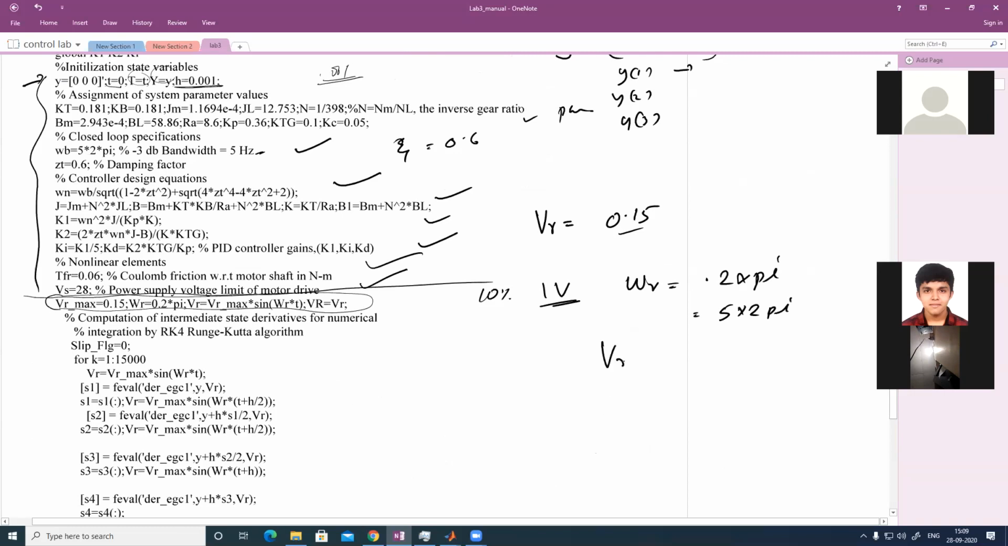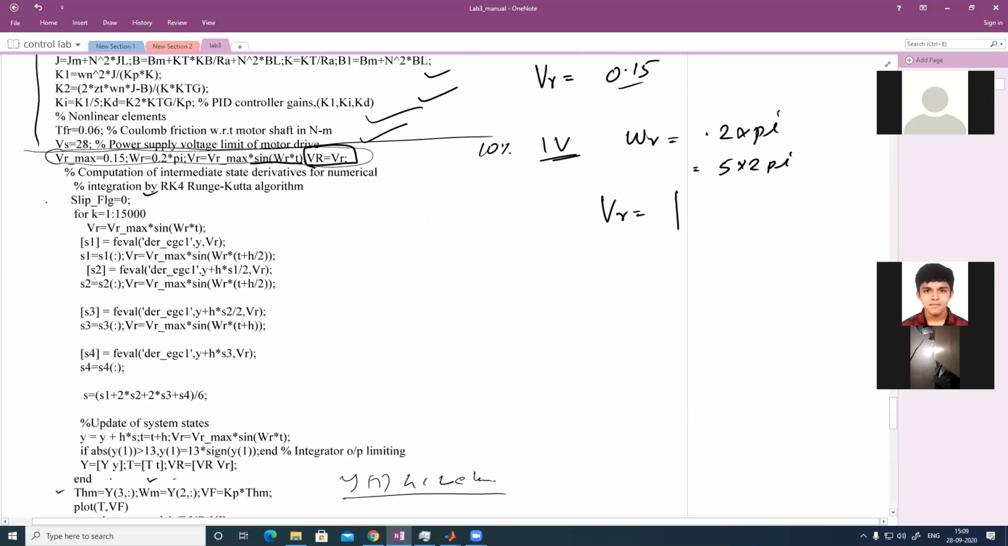And VR is equal to Vm sin omega r into t. The capital VR is equal to small vr, and you are setting a slip flag. This slip flag is given for another purpose, for use in the next labs only. So you have to vary these values. So here you are calculating the RK4 algorithm. So the VR is set here.